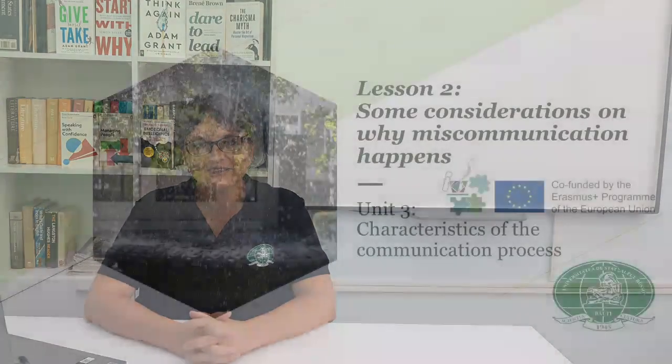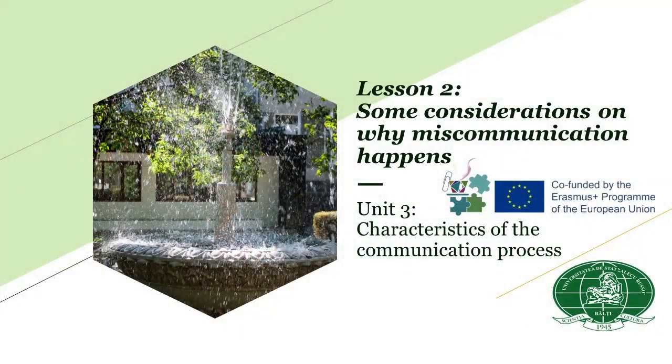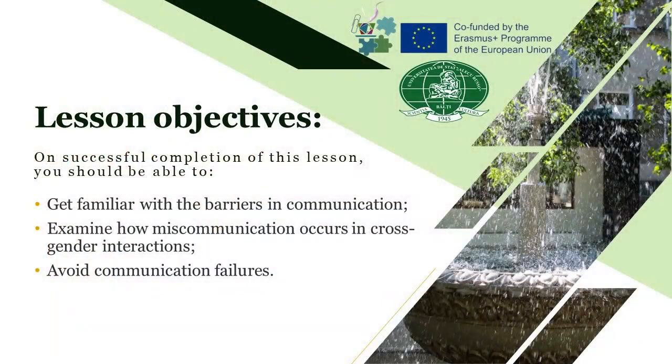Welcome to the second lesson of the third unit. The lesson is entitled Some Considerations on Why Miscommunication Happens. The objectives set for this lesson are: get familiar with the barriers in communication, examine how miscommunication occurs in cross-gender interactions, avoid communication failures.